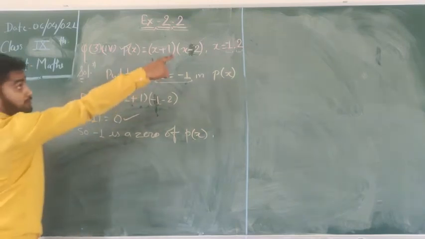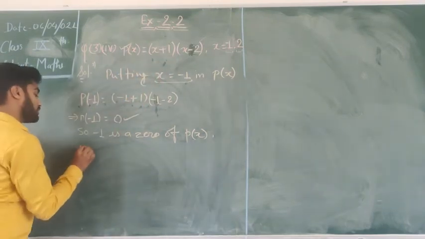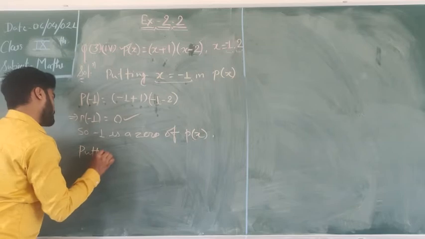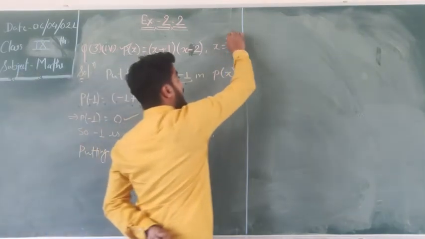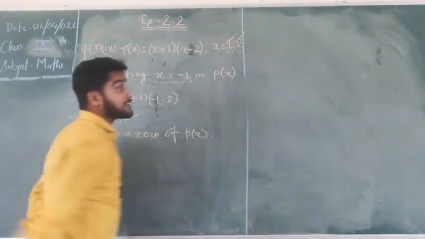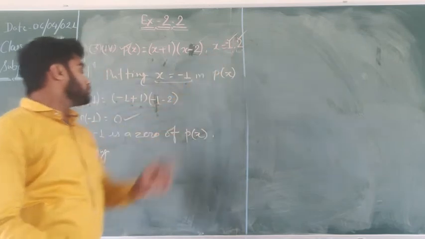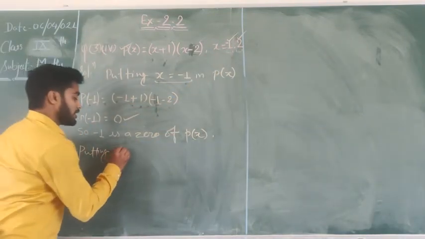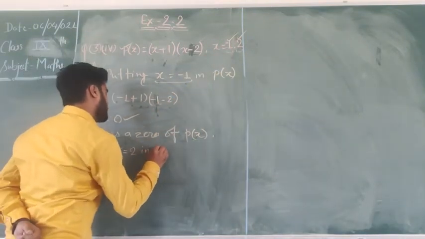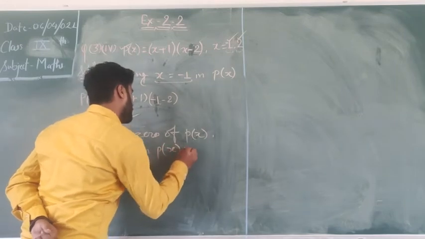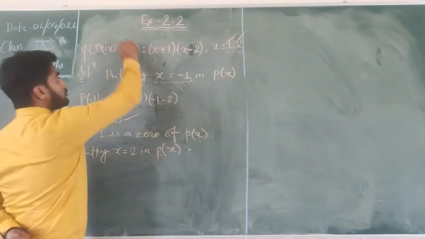Similarly, for the question number second part, firstly we checked for x equal to -1. Now we have to check for x equal to 2, because in this question we have to solve two parts. First one is -1 and second one is 2. So putting x equal to 2 in p of x, that means the given polynomial.